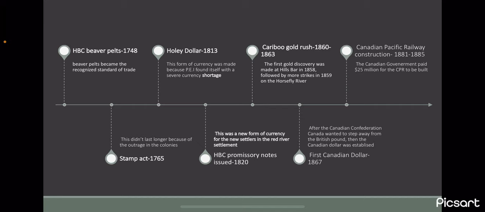The Cariboo Gold Rush in 1860 to 1863. The first gold discovery was made at Hillsbar in 1858. The first Canadian dollar in 1867 following the Canadian Confederation. And lastly, the CPR Railway construction from 1881 to 1885.